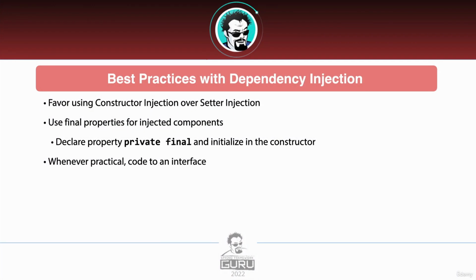Now, some best practices with dependency injection. Always favor using constructor injection over setter, and especially properties. So when you set up a dependent component, the ideal is to use final properties for the injected components. Declare the property private and final, and then initialize it in the constructor. So that is the ideal. And wherever practical, code to an interface.